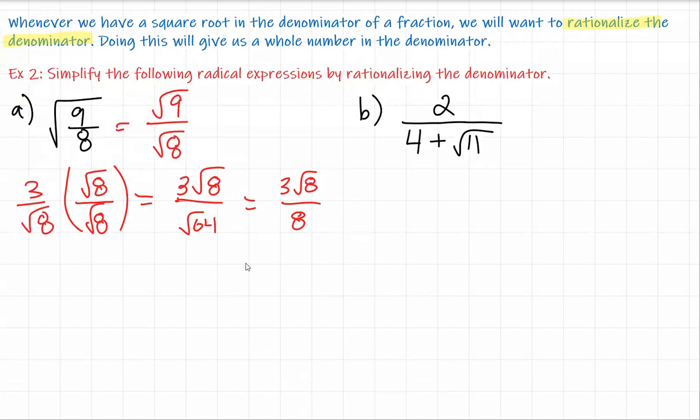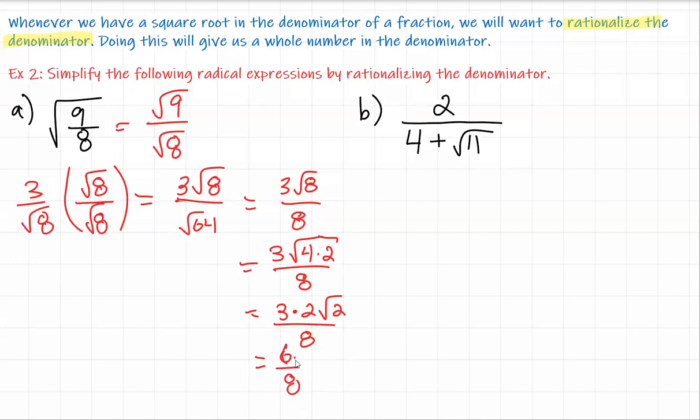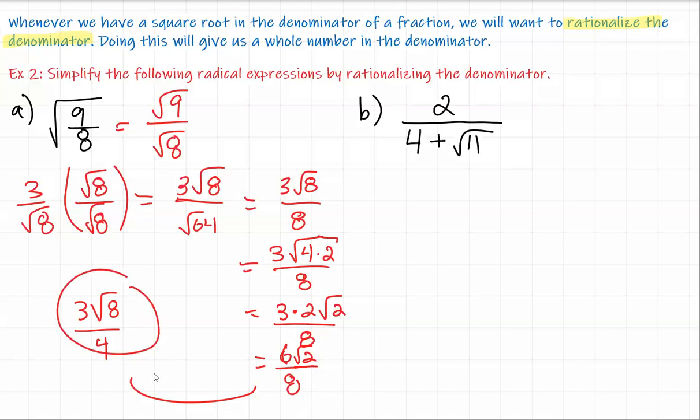Yes, we can actually. Notice that rad 8, the biggest perfect square that can divide into 8 is 4. 4 times 2. We can use our product property to simplify that down to 3 times 2 rad 2 over 8. So I get 6 rad 2 over 8. And then there's one last thing we can do to simplify. 6/8, that's actually 3 rad 2 over 4. Okay, so there is our simplified radical.